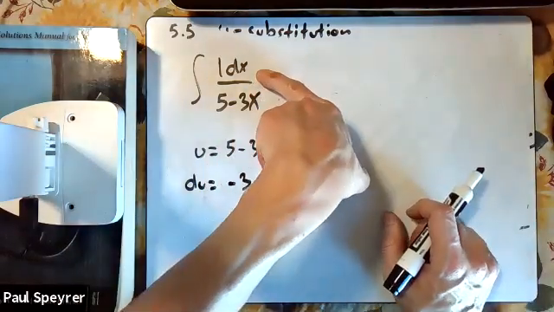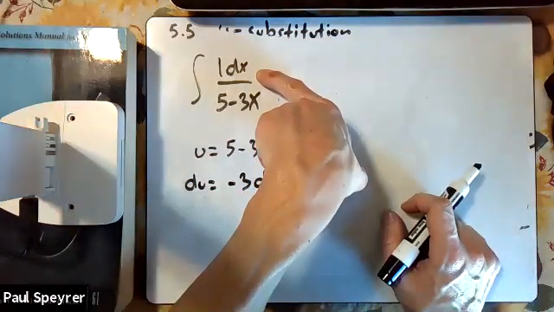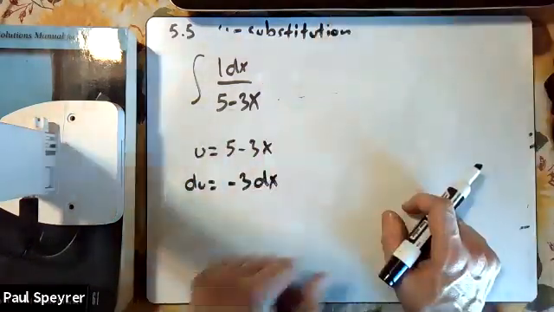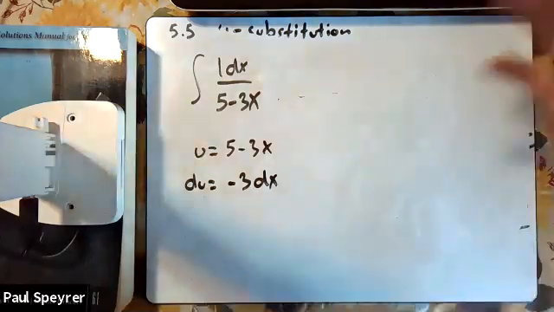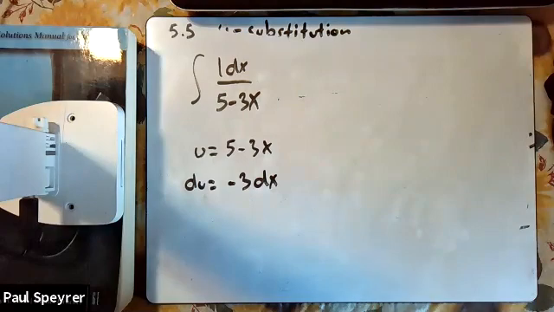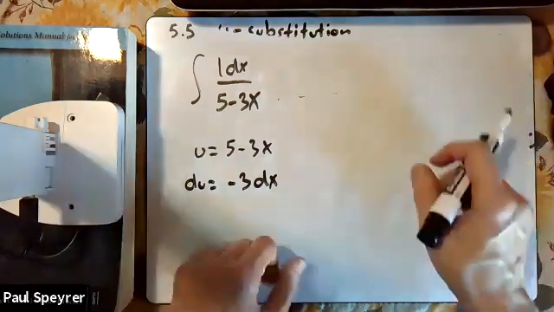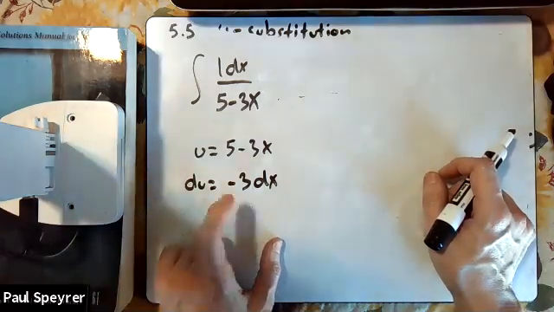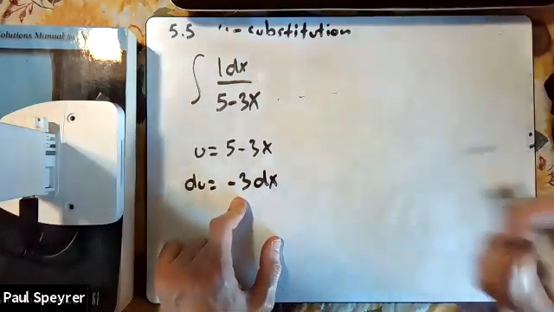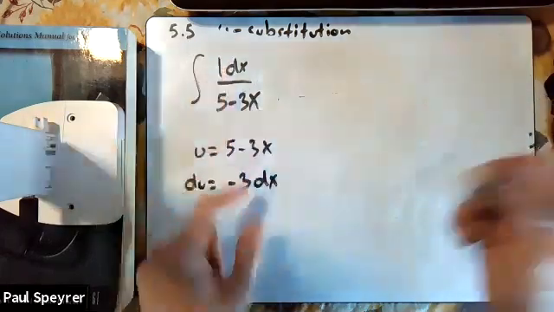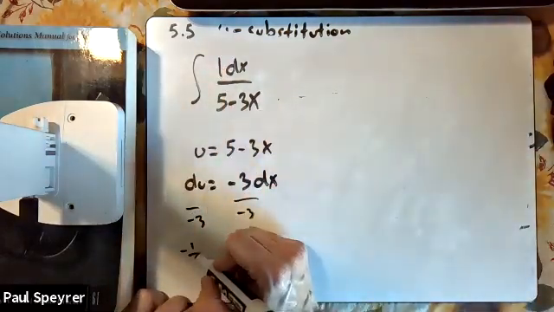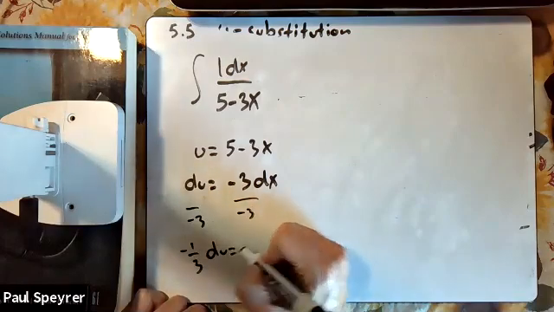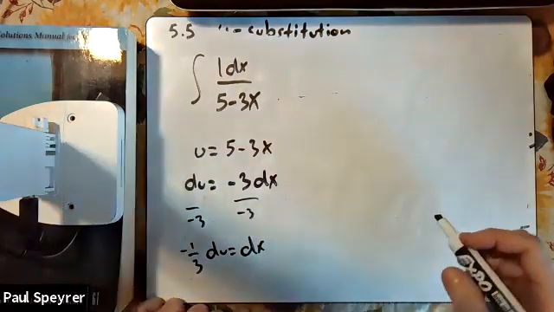The dx, by the way, is always going to be in the numerator, or the top part. You're never going to have the dx in the bottom for these types of problems, okay? If you somehow get a dx in the denominator at any point, then you're off. So I don't need the -3, but that's okay. You need a 1. What can we do? Just divide both sides by -3. So now we have -1/3 du equals dx.